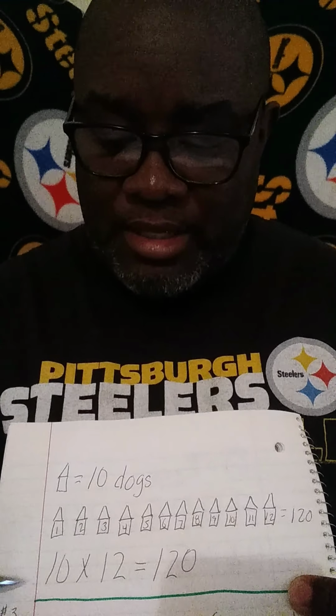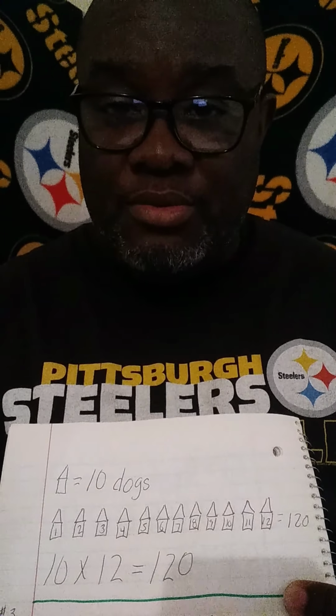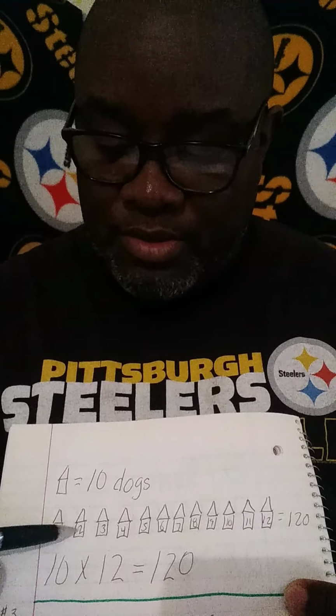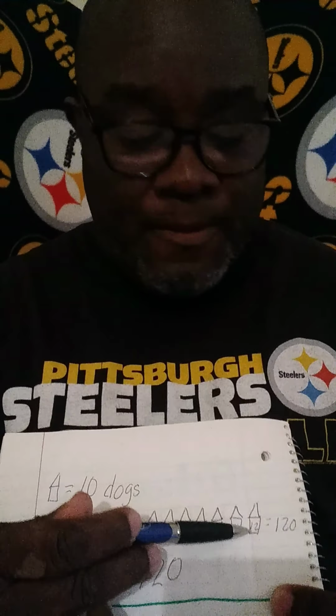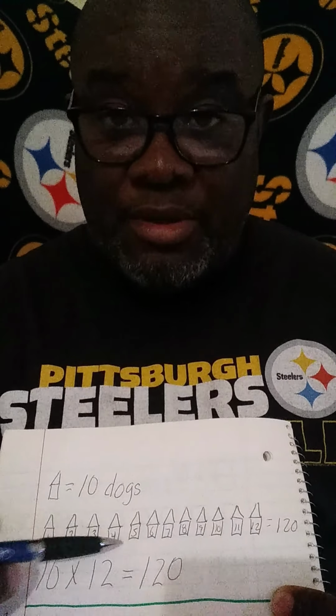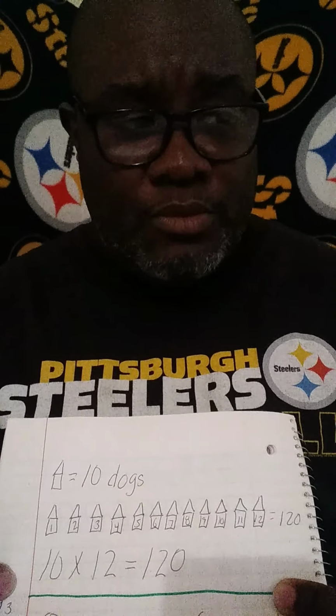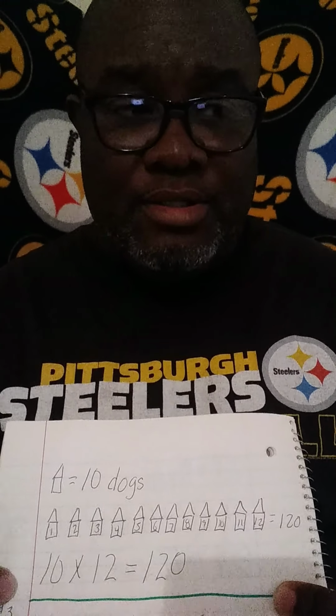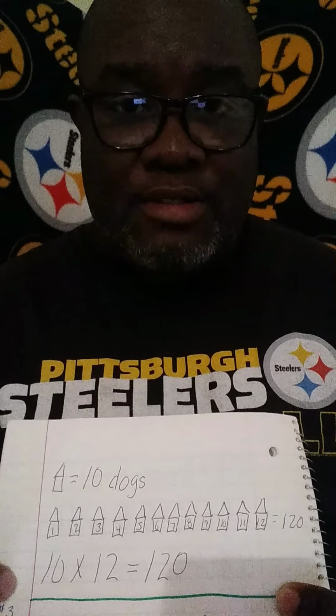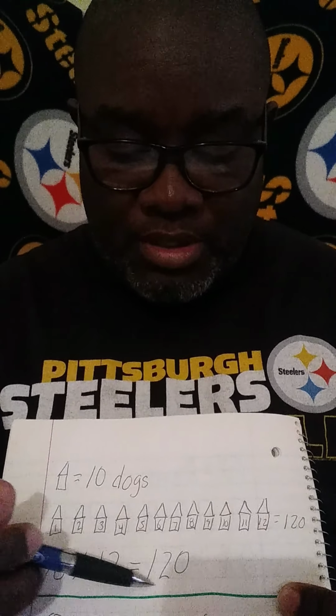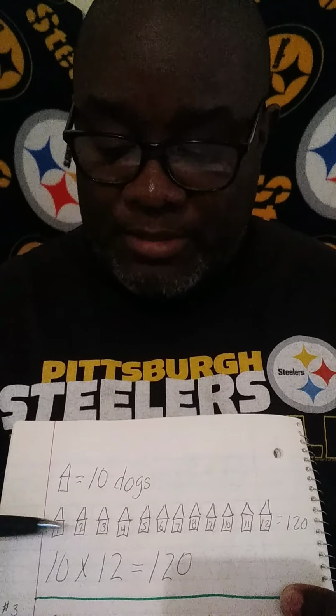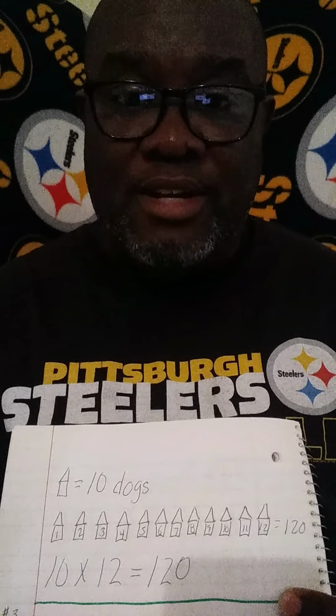You can multiply 10 times 12, and as you see, you come out with an answer of 120, or you can skip count through your 10 times tables: 10, 20, 30, 40, 50, 60, 70, 80, 90, 100, 110, 120. So you see, either way, you come out with an answer of 120. So when it says each house has 10 dogs, how many dogs are in 12 houses? Your answer would be 120. It comes out to 120 dogs in 12 houses.